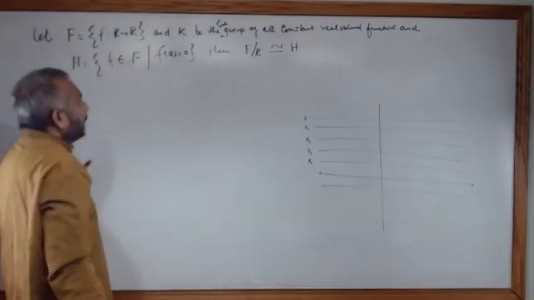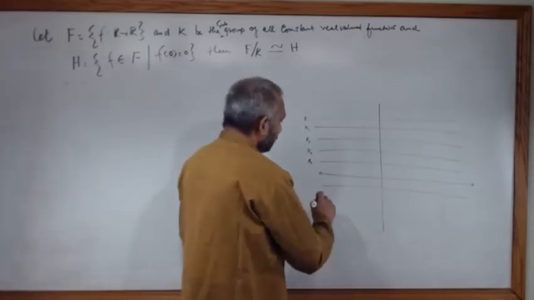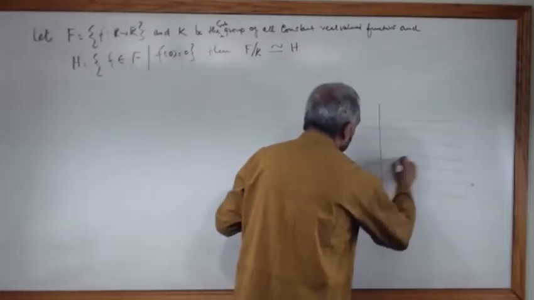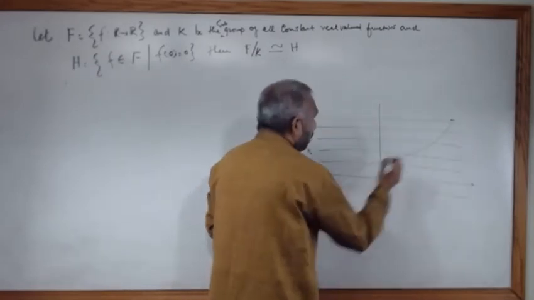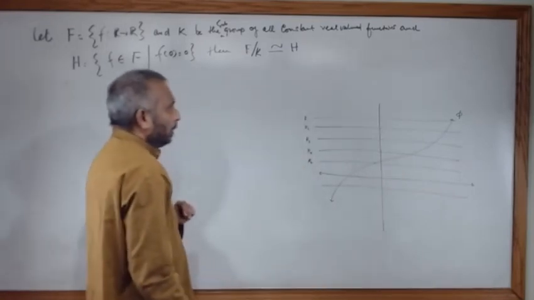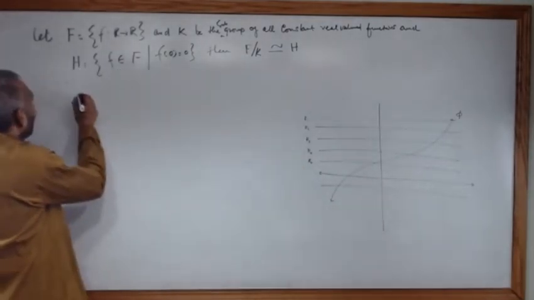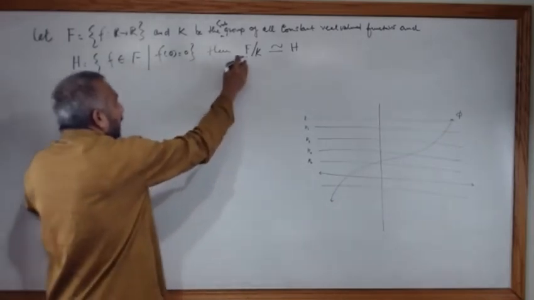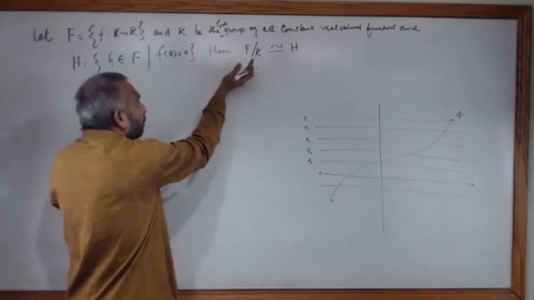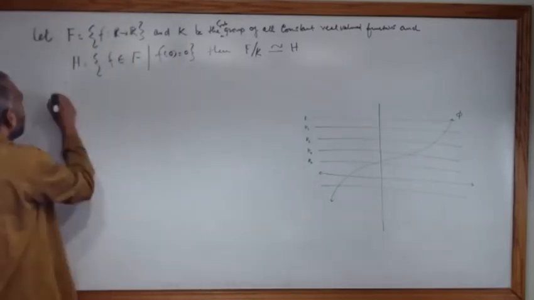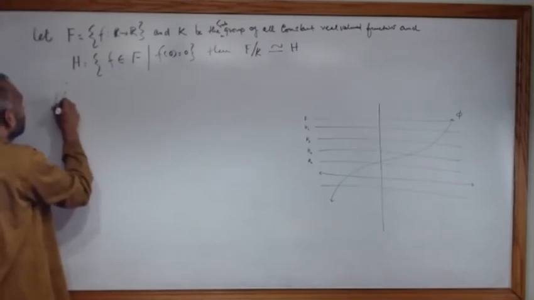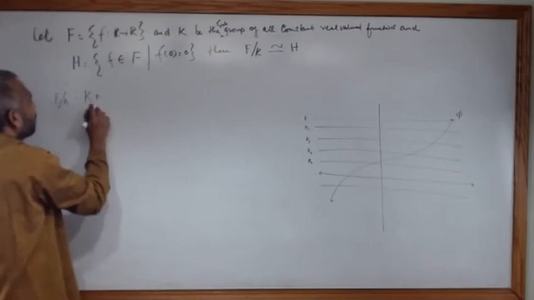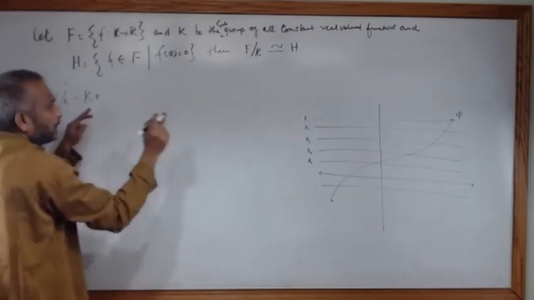F contains any real valued functions. So let us take one element from F. We'll call this phi. Now, what are the elements of F over K? F over K contains all the cosets, meaning all collections of some functions from F. So F over K is equal to K plus phi, because plus is the binary operation.